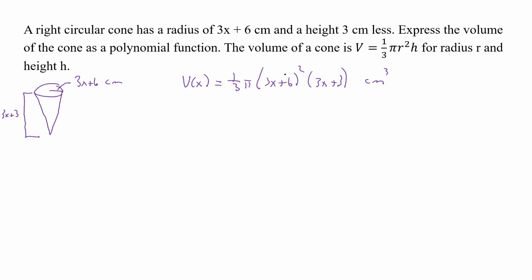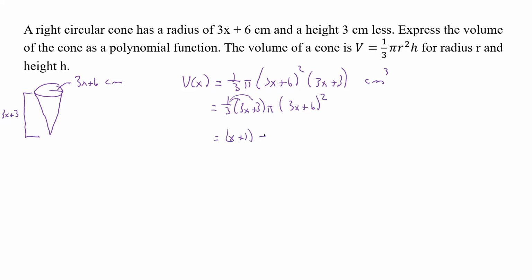Now, if they want us to have it in the full blown out non-factored form, then we're actually going to have to multiply all this out. And so I think I see something I want to do here. If I rewrite this as 1/3 times (3x plus 3), then times pi times (3x plus 6) squared, I can take and distribute the 1/3 here, and that just gives me x plus 1.